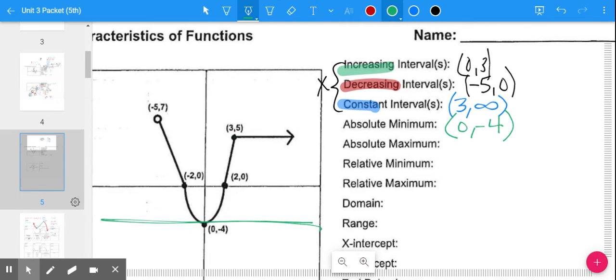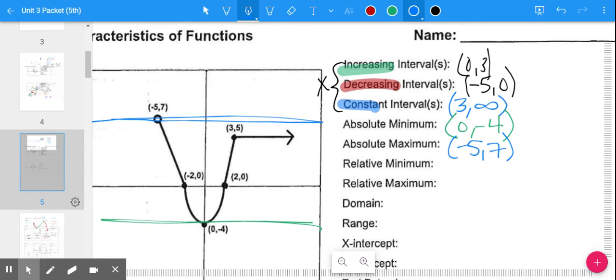So the absolute maximum. So this one, there's our highest point, and it's not quite a point on this graph because it's got that open dot, but around that area is your highest value.